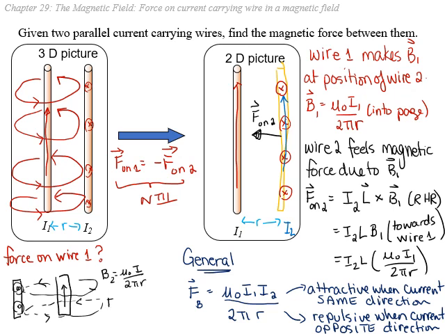The magnetic force on 1 then is I1 L cross B2. And that would be I1 L B2 towards wire 2. And then I kind of ran out of room, but you could fill in for your B2 that it's mu naught times I2 over 2 pi r. You'd see that you get exactly the same expression that we wrote down for wire 2.